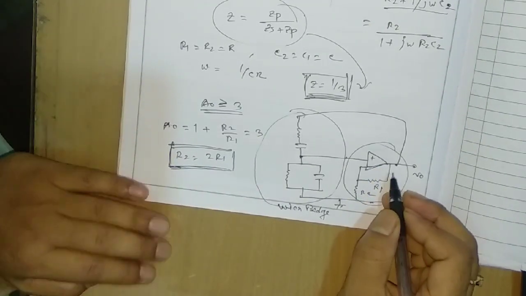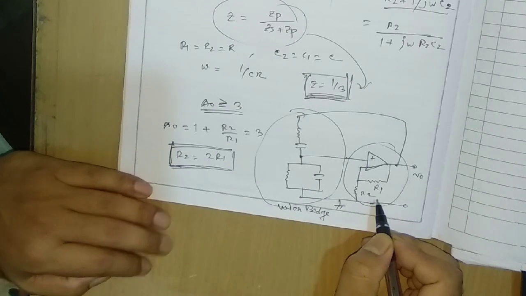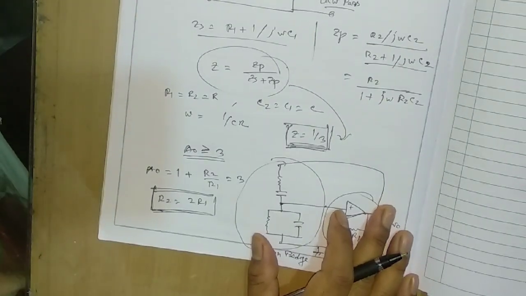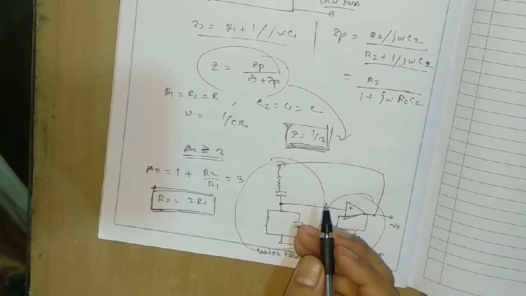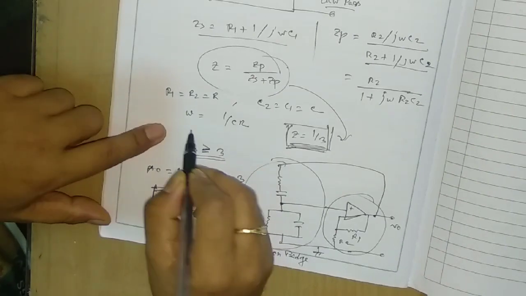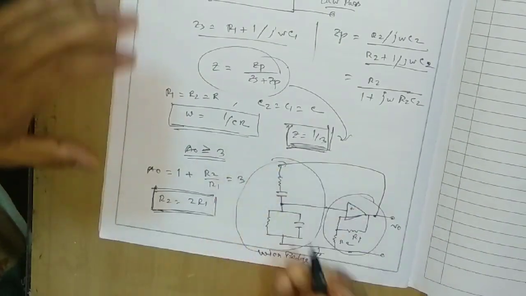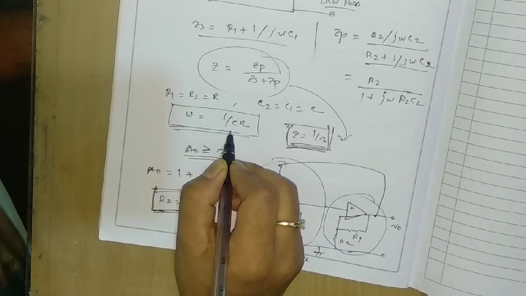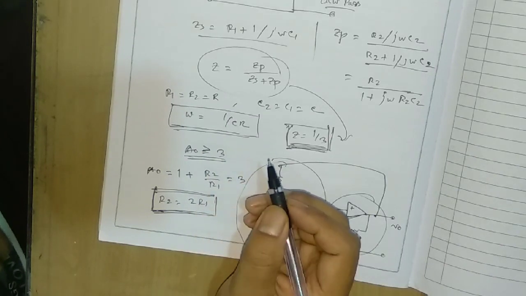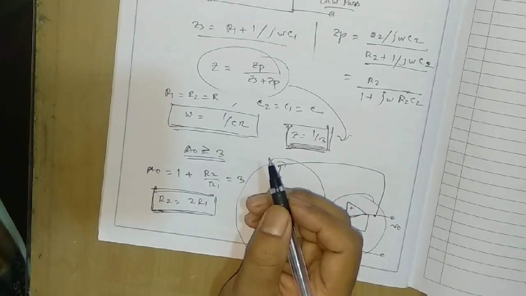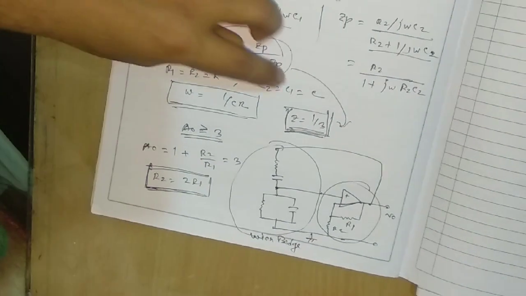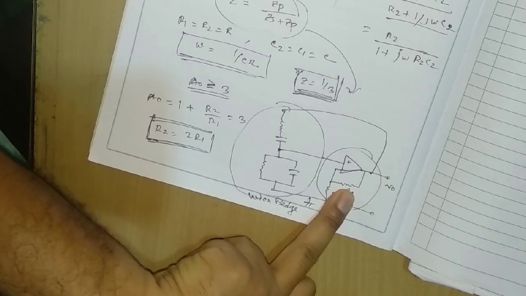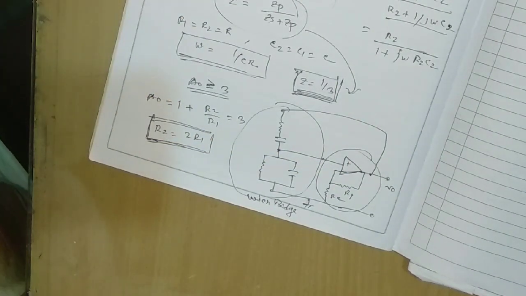If we can have an op-amp amplifier with R2 equal to 2R1, then we can achieve an oscillator which will produce a sinusoidal audio frequency wave of frequency 1 by 2 pi CR, or precisely, if the angular frequency is 1 by CR, then the impedance will be 1/3, and for the amplifier part we need R2 equal to 2R1.